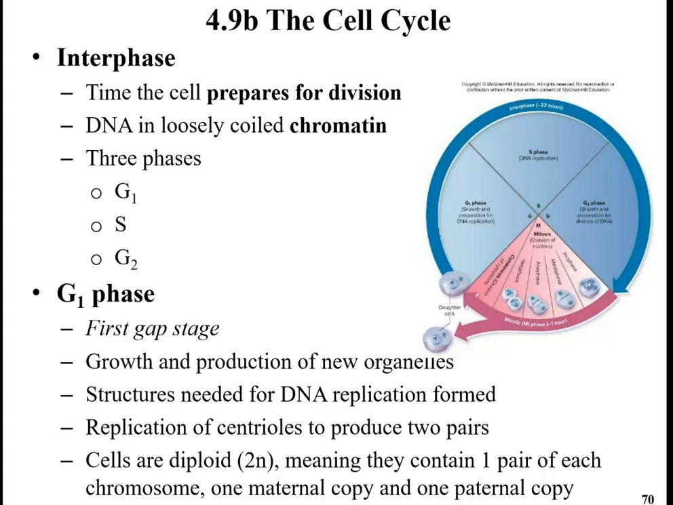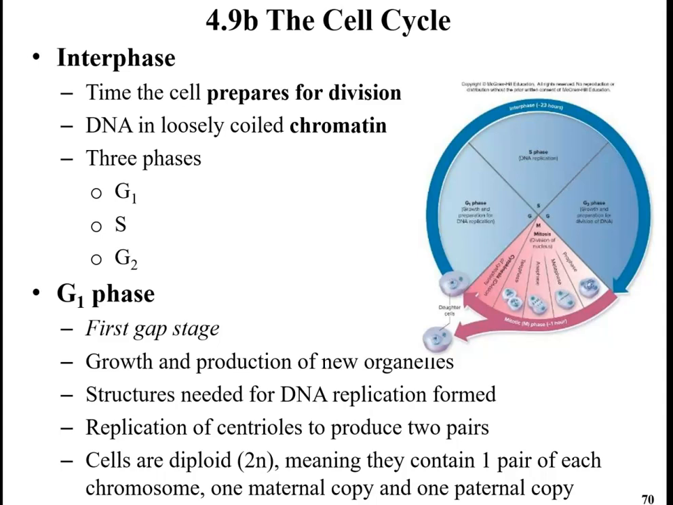There are three phases of interphase. There's the G1, the S, and the G2 phase. So we'll start with the G1 phase. This is the first gap stage. This is where growth and production of new organelles occur. The structures that are needed for DNA replication are formed. The replication of centrioles to produce two pairs of centrioles forms.